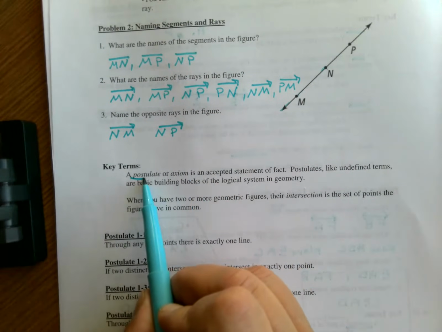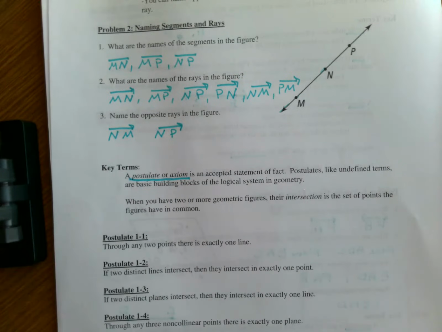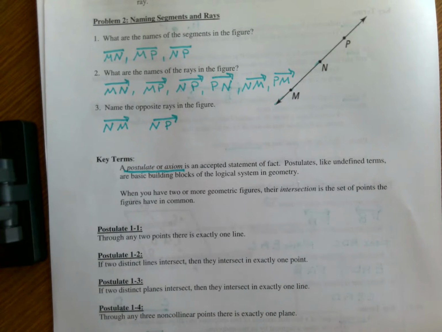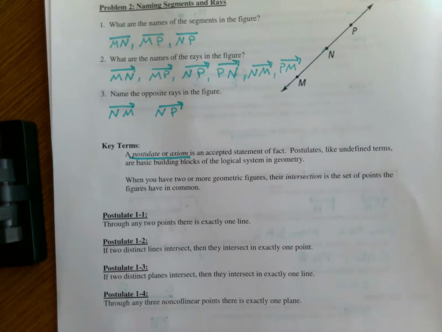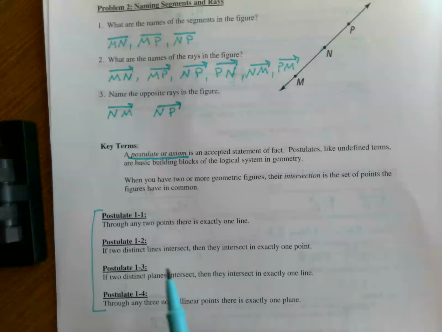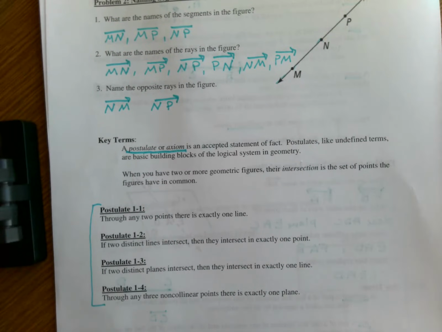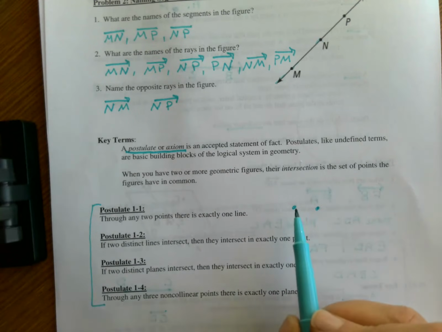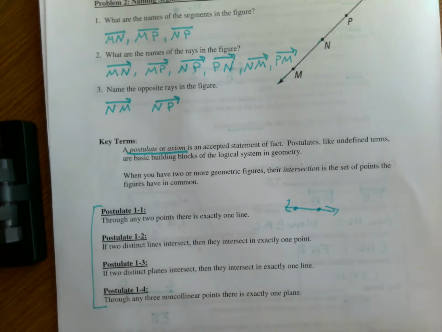Postulate is basically another word in geometry that we say is a fact. So when you have two or more geometric figures, their intersection is the set of points that the figures have in common. So these are all postulates, meaning there's no way that you could prove this wrong. When you have 2 points, there's only one way that you can draw the line.